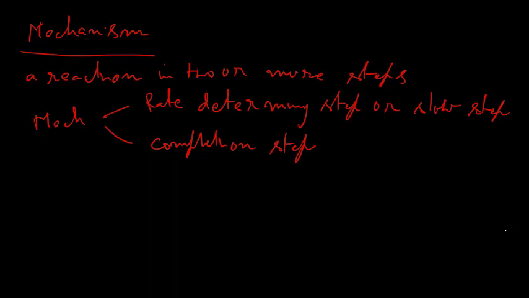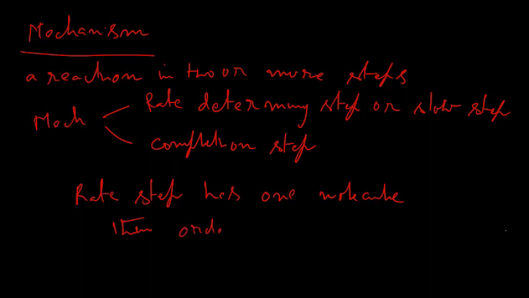This is the completion step. Because of this first step, the slow step, we can determine the rate of the reaction. If the rate determining step has only one molecule, the order of the reaction is 1, that is first order reaction. If the rate step has two molecules, then it is second order.